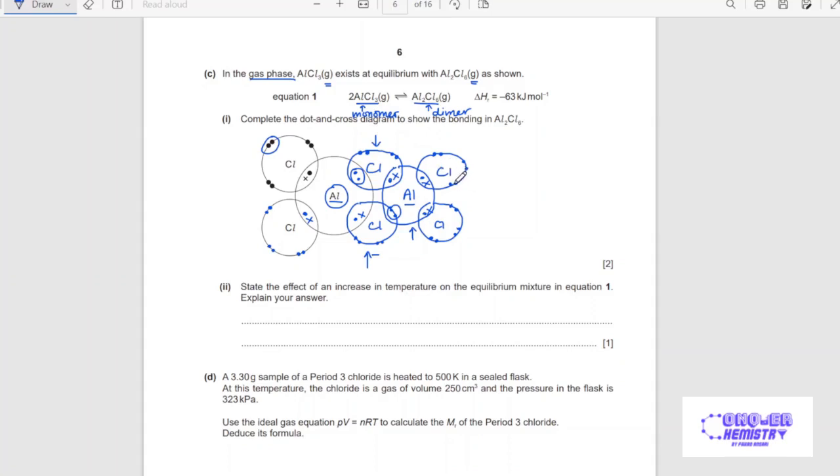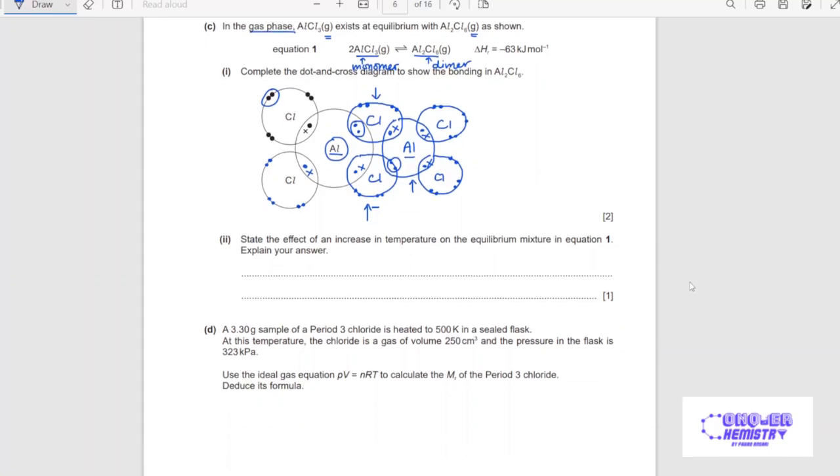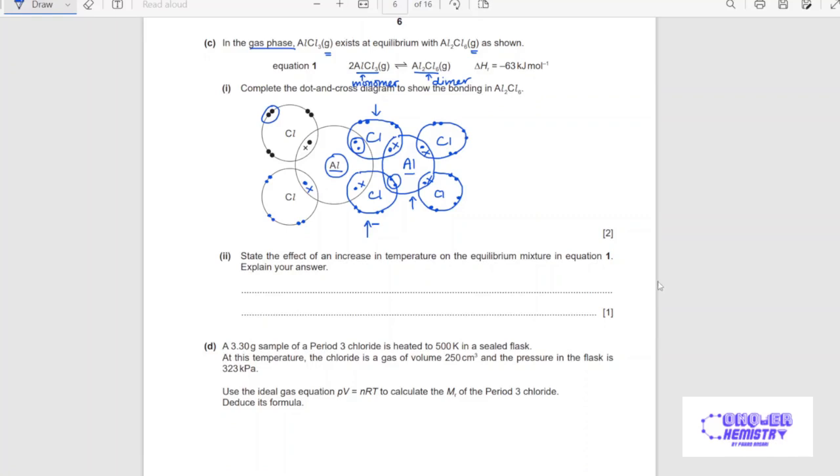All right. Now that is how you draw a dot and cross diagram at AS level, right? It's not just going to be 2 or 3 atoms and that's it, right? It's going to be something a lot more complicated than that. So be ready. State the effect of an increase in temperature on the equilibrium mixture in equation 1. Explain your answer. All right.